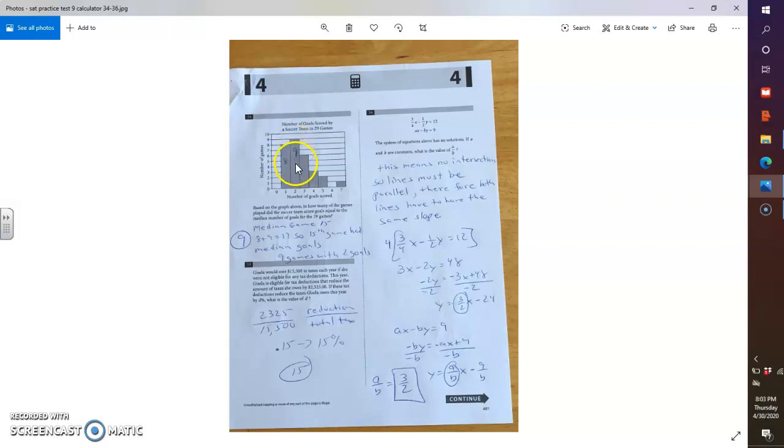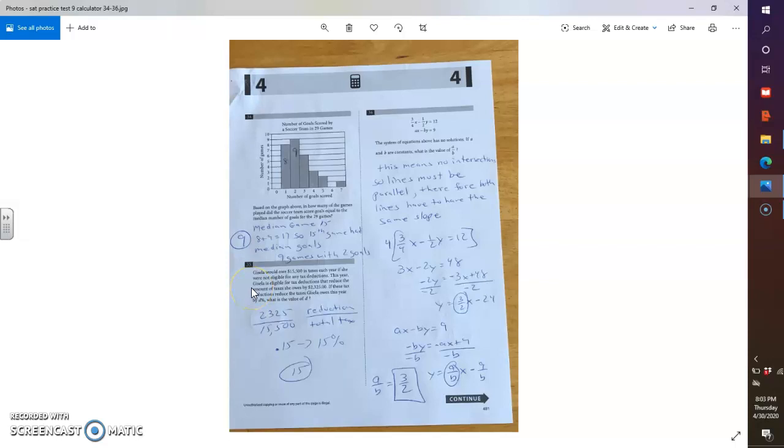So now we need to answer the question that's being asked. In how many games did this team score the median amount of goals? The median amount of goals was 2 for a game, and 9 games is where that happened.